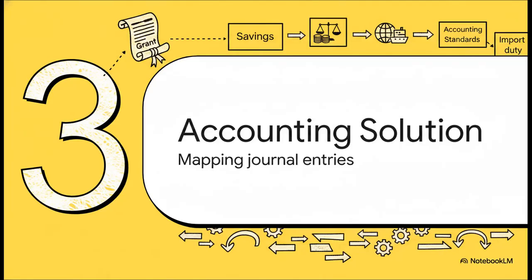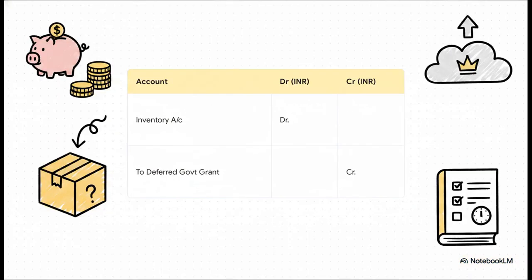Section 3, the accounting solution. Let's map out the exact journal entries for this. For the initial recognition on day 1, you're going to debit your inventory account and credit the deferred government grant account. This perfectly captures the asset while setting up the deferred liability framework we need to track that grant benefit.